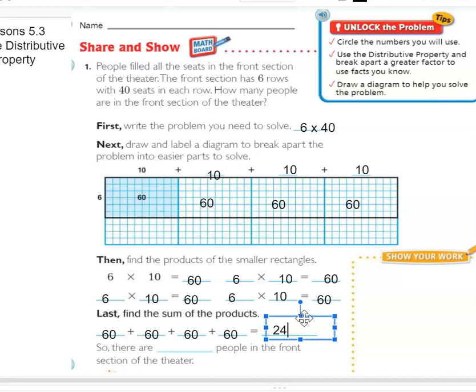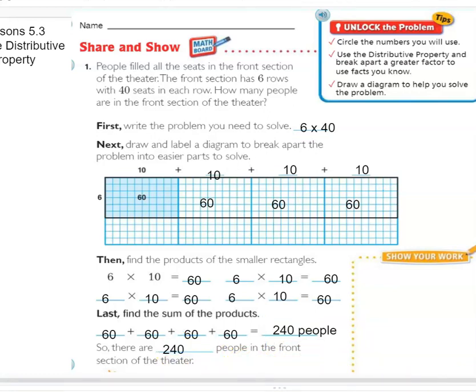You said 240, you are correct. So there were 240. And I'm going to go up here and look how many people. Right after the words how many, that tells me what label I need to put. So how many people? 240. Good. So there are 240 people in the front section of the theater.